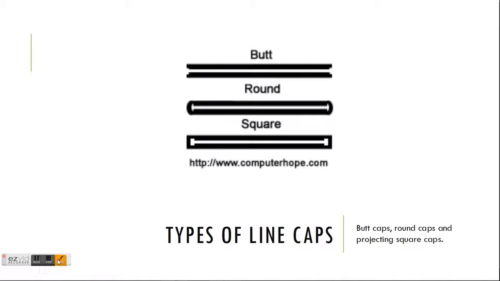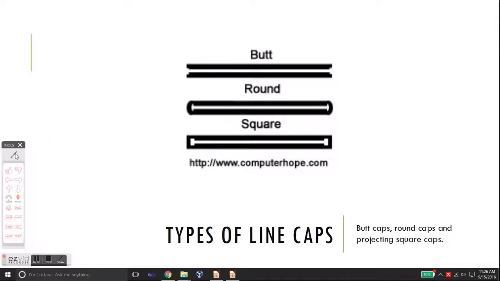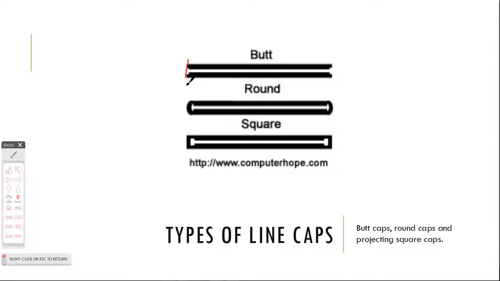Let me just see if I can draw. So this is perpendicular to the line path. If the slope of the line is m, then the slope of the square ends is -1/m.